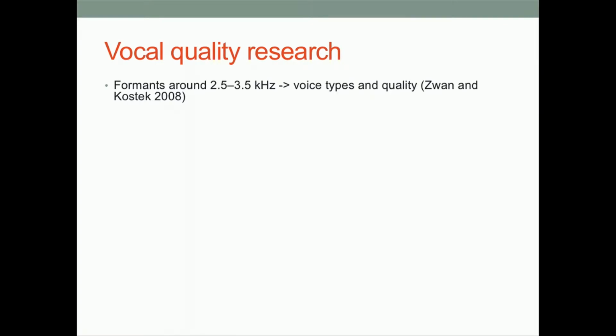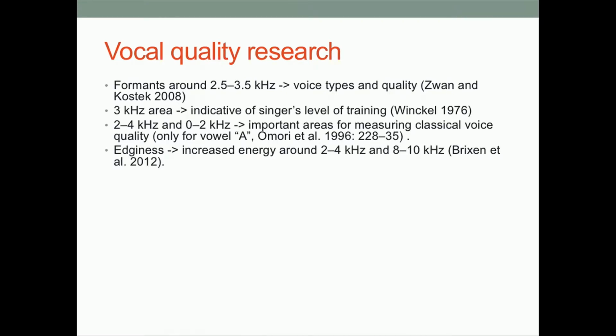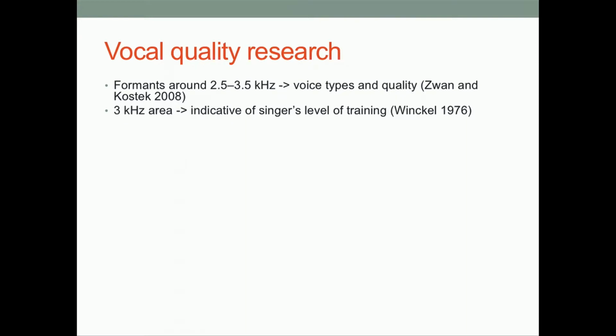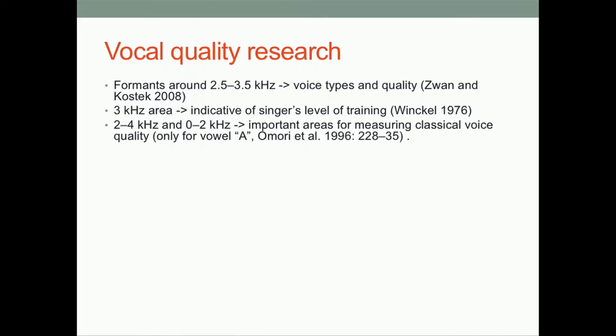So in terms of vocal quality, there's some research that I found, but there's not really a lot of commonality between these findings, except that they're, again, all spectrum related. Let's go through this. So the formants around 2.5 to 3.5 kilohertz really determined voice type and quality, according to this study. Then the 3 kilohertz area being really indicative of how well trained the singer is.